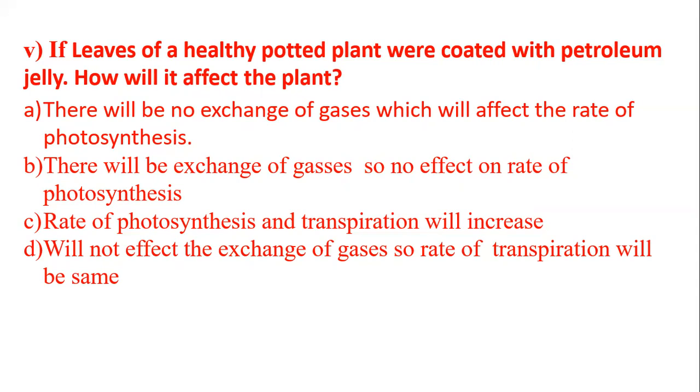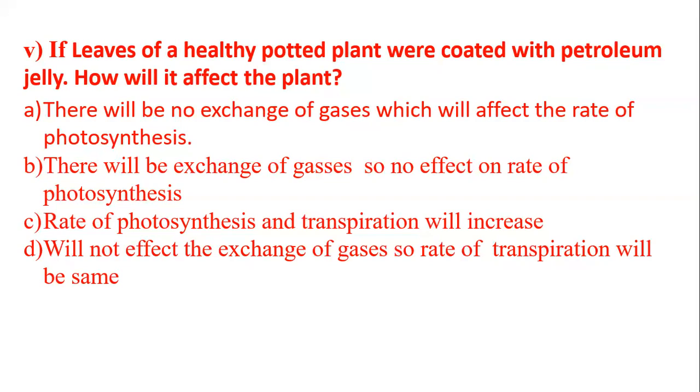Let's take one correct option from these four. Option A: there will be no exchange of gases, which will affect the rate of photosynthesis. Correct. Then go for B: there will be exchange of gases, so no effect on rate of photosynthesis. No. Next, rate of photosynthesis and transpiration will increase. Oh, they are telling increase. D: will not affect the exchange of gases, so rate of transpiration will be same.